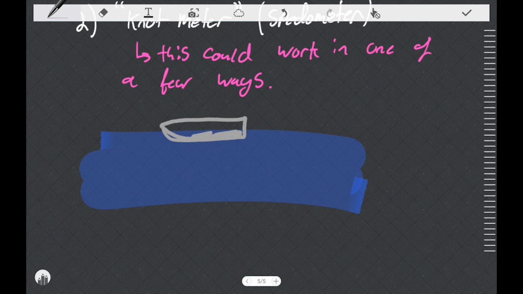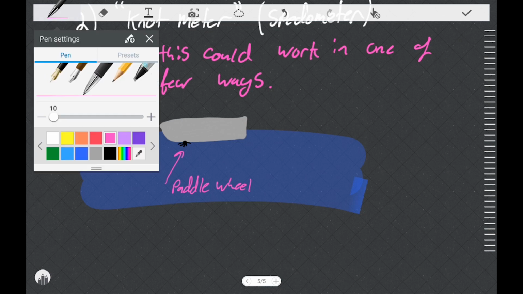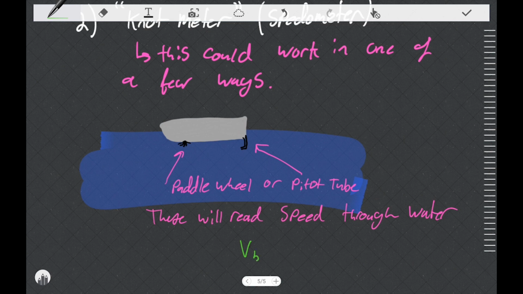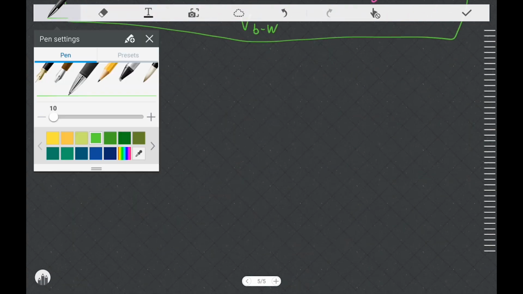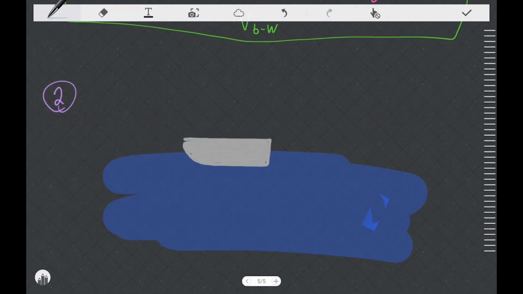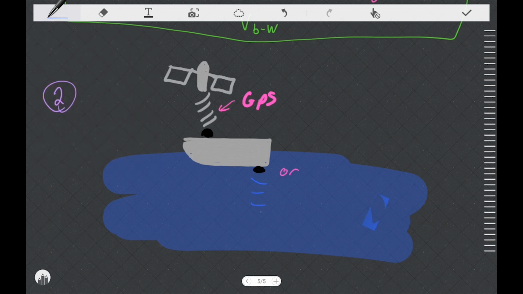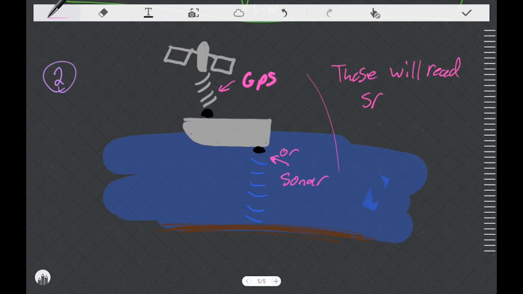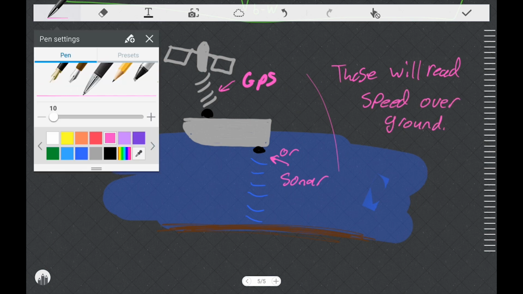Some common ways are to have either a paddle wheel, which is going to rotate in the water as the boat moves through the water, or something called a pitot tube, which is going to work based on the pressure of the water as the boat moves through the water. Both of these devices are going to read in speed through the water, which is roughly equivalent to VBW. Another way that you could get speed information if you're on a boat is with a GPS or with a sonar transducer. So these two devices would be reading in terms of speed over ground, or VBG, like we were talking about previously.